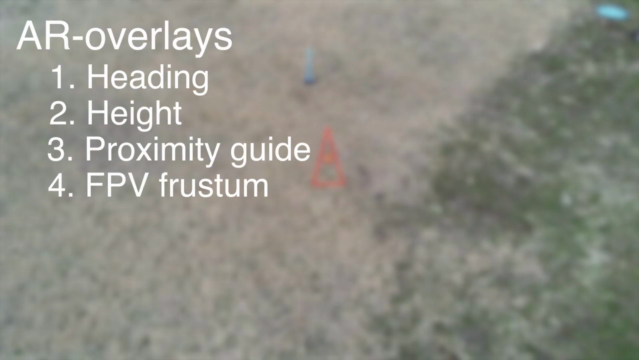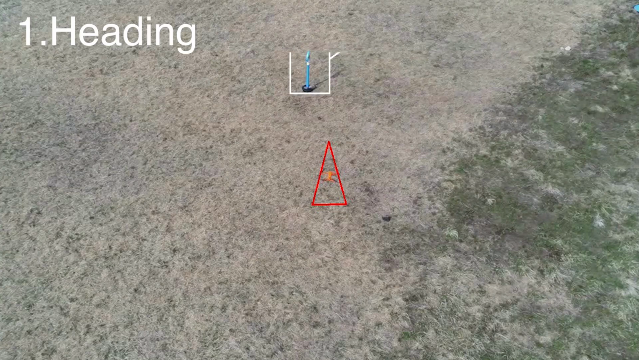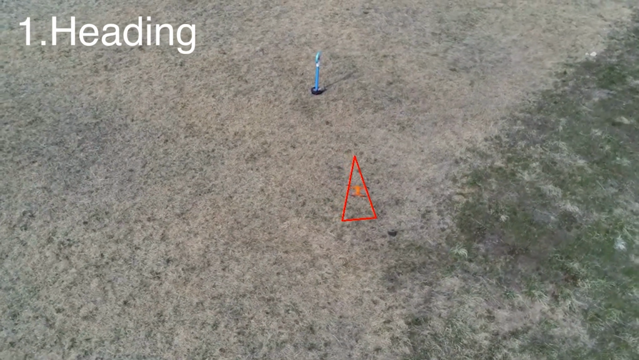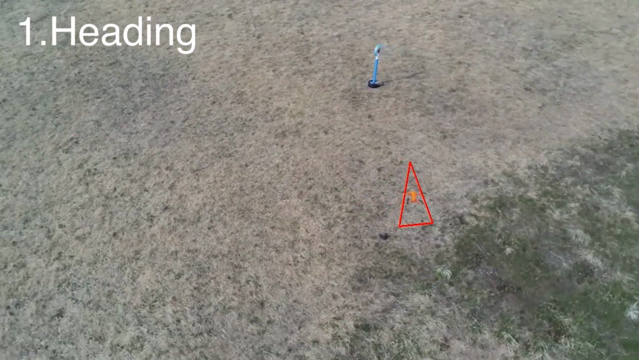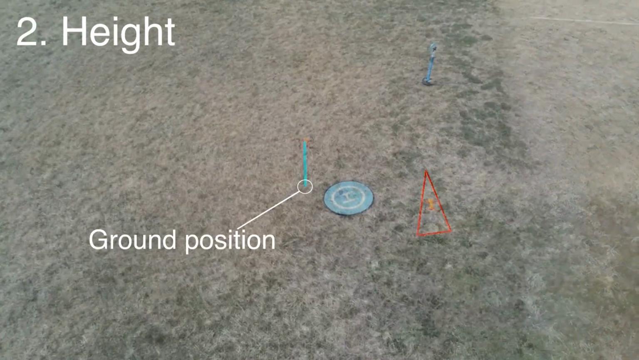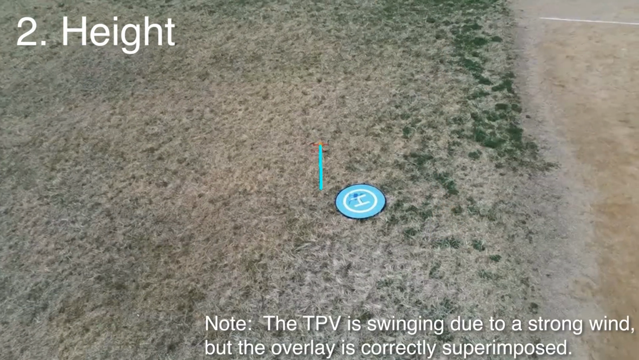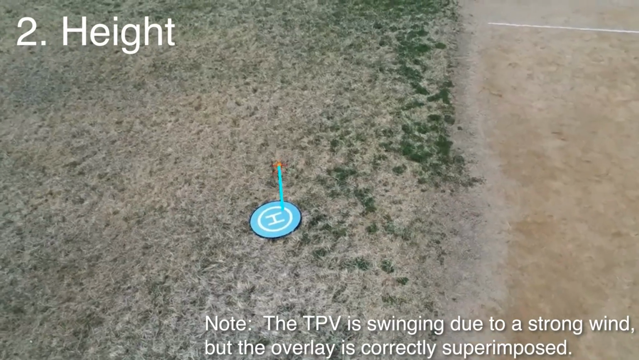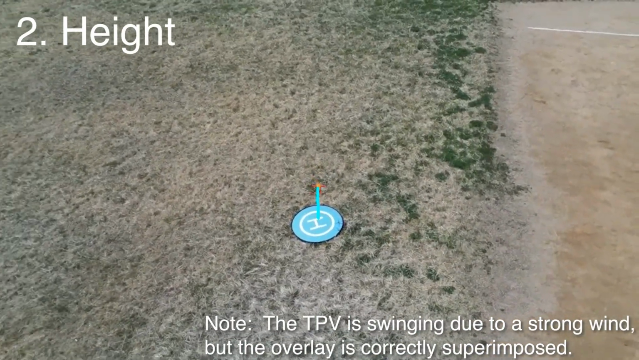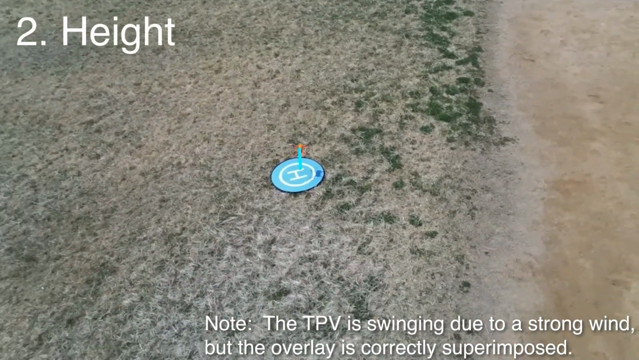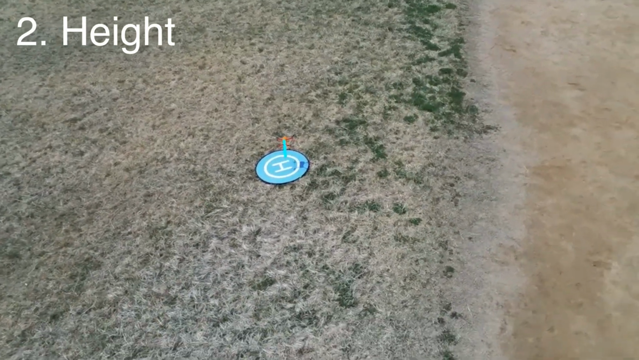We designed 4 types of AR overlays. We highlight the drone's head angle by a triangular overlay, which helps pilots to quickly understand the direction that the drone is currently heading. A height bar overlay visualizes the altitude and ground position of the main drone, which helps manipulations such as passing over obstacles and landing at a specific position.